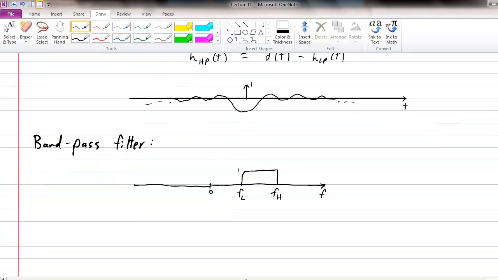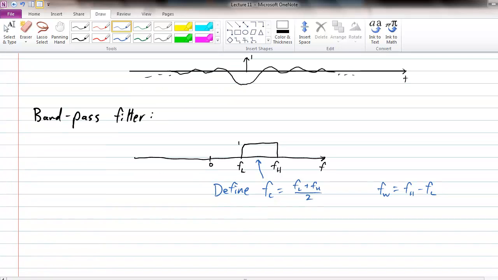Okay. So, for convenience, let's define the center frequency, FC equals (FL plus FH) over 2. This just goes right in the middle. All right, and then we also have the width. I'm going to say FW for width is just FH minus FL. All right, so then we could define what this bandpass filter is. This, by the way, was H of F, bandpass.